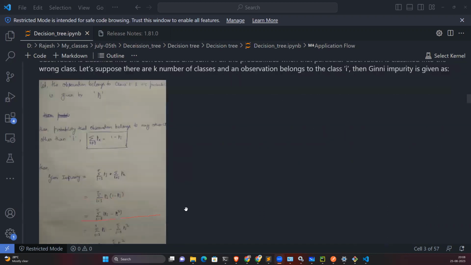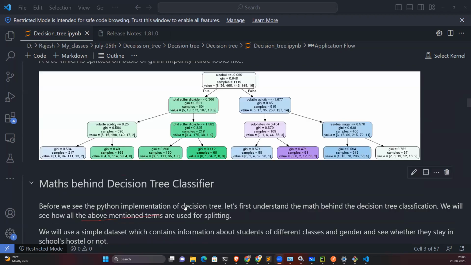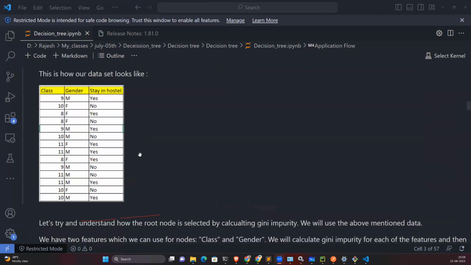Let's take an example, and we'll solve it with both Gini impurity and entropy. Then we will come to the conclusion. Let's talk about the problem statement first. The problem statement is that we have to take a decision whether the student will stay in hostel or not. There are two predictors. Number one predictor is class. Number two predictor is gender. Now my question to you: is it a classification problem or a regression problem?